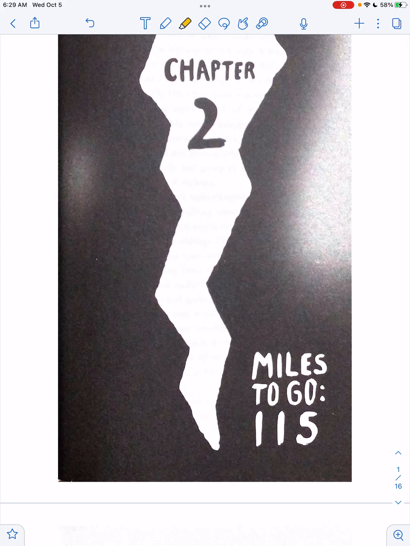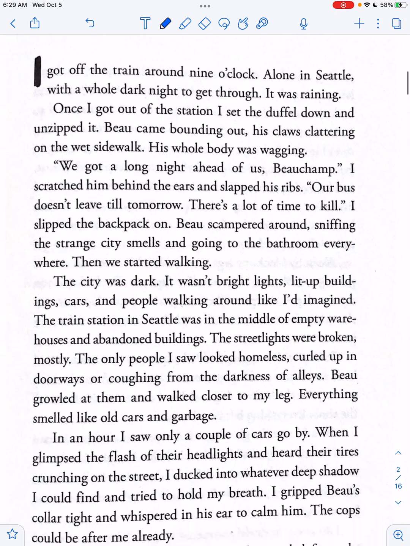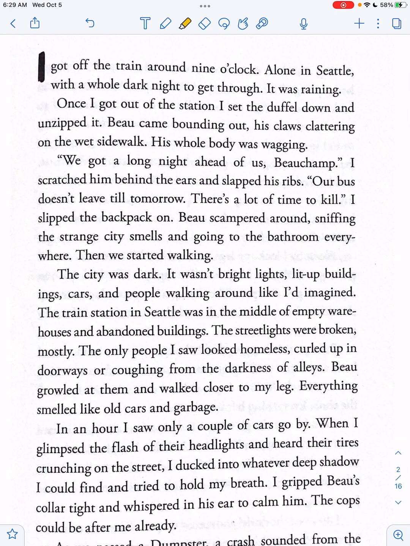You'll notice at the bottom the miles to go has updated, and that is because Mark has been traveling on the train. So now it's miles to go 115. I got off the train around 9 o'clock, alone in Seattle with a whole dark night to get through. It was raining. We have a bit of setting here, so we know when and where, 9 o'clock in Seattle.